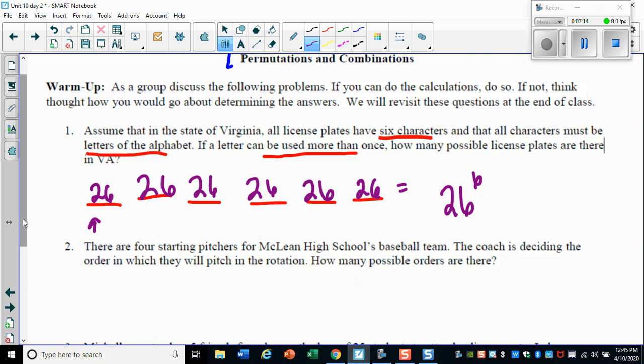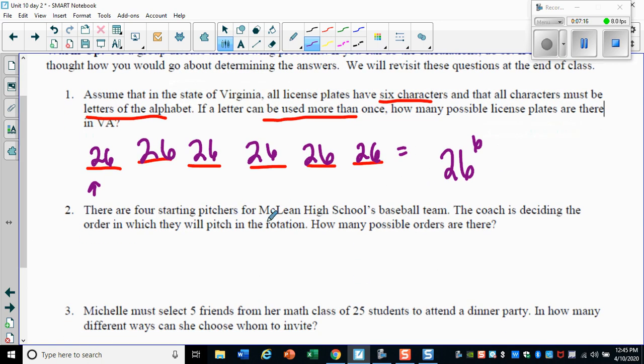Okay, all right, so starting pitchers. There are 4 starting pitchers at McLean High School. The coach is deciding the order in which they will pitch in the rotation. Okay, so how many possible orders are there? There's actually a couple different ways to do this. Number 1, there are 4 positions: 1, 2, 3, 4.